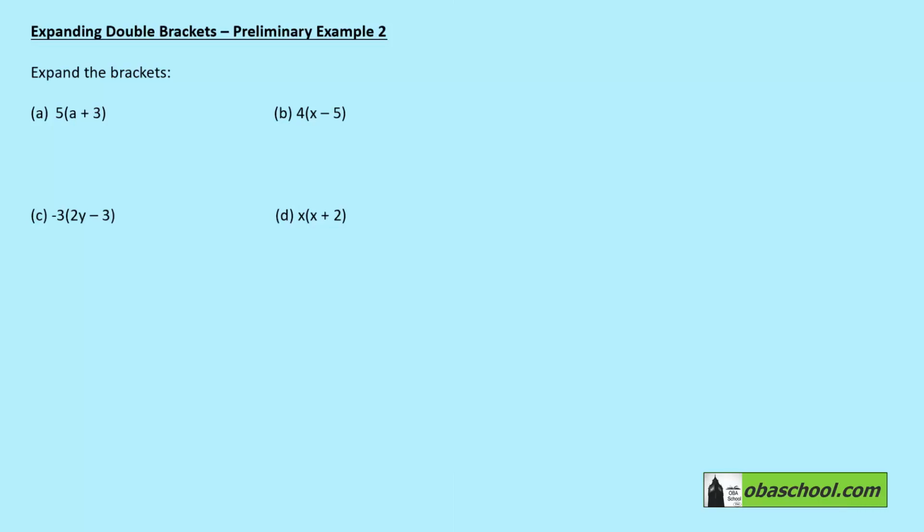So we want to expand these single brackets, and the pattern here is that we start by doing 5 times a, which we know we write as 5a. And then this is a positive 5 times a positive 3, so that's plus 15. 4 times x is 4x. Now here, that's a positive 4 times a negative 5, so that's negative 20.